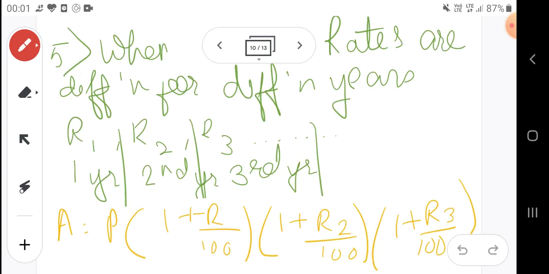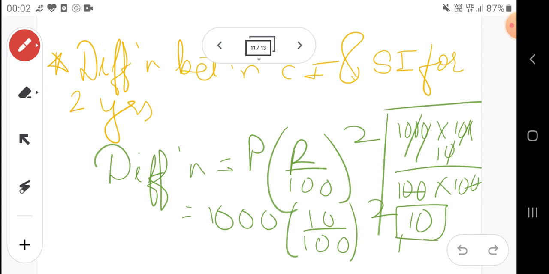When rates are different for different years, how to find the CI? I will say amount. If you got the amount, you can subtract the principal from it to find CI. So let's see: P plus P bracket 1 plus R1 upon 100, 1 plus R2 upon 100, bracket 1 plus R3 upon 100.